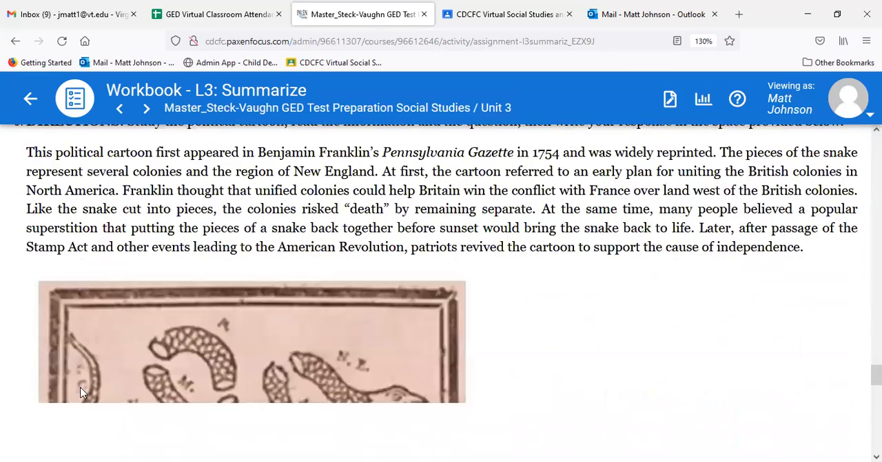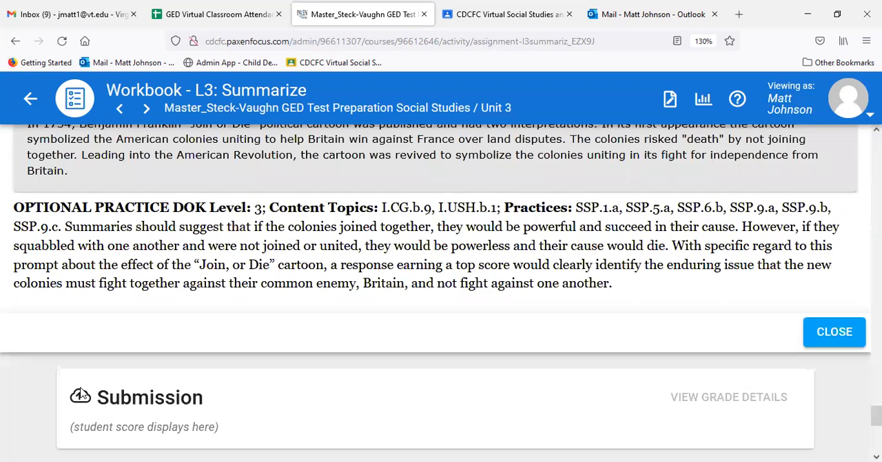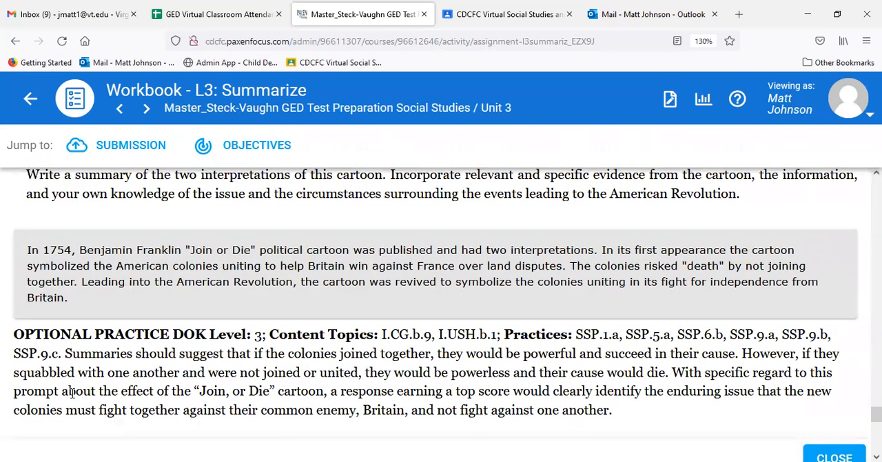Okay. Then finally, number 5, okay? A summary should suggest that if the colonies joined together, they would be powerful and succeed in their cause, right? Uniting together, we survive. We got that in there. However, if they squabbled with one another and were not joined or united, they would be powerless and their cause would die. With specific regard to this prompt about the effect of the Join or Die cartoon, a response earning a top score would clearly identify the enduring issue that the new colonies must fight together against their common enemy, Britain, and not fight against one another.